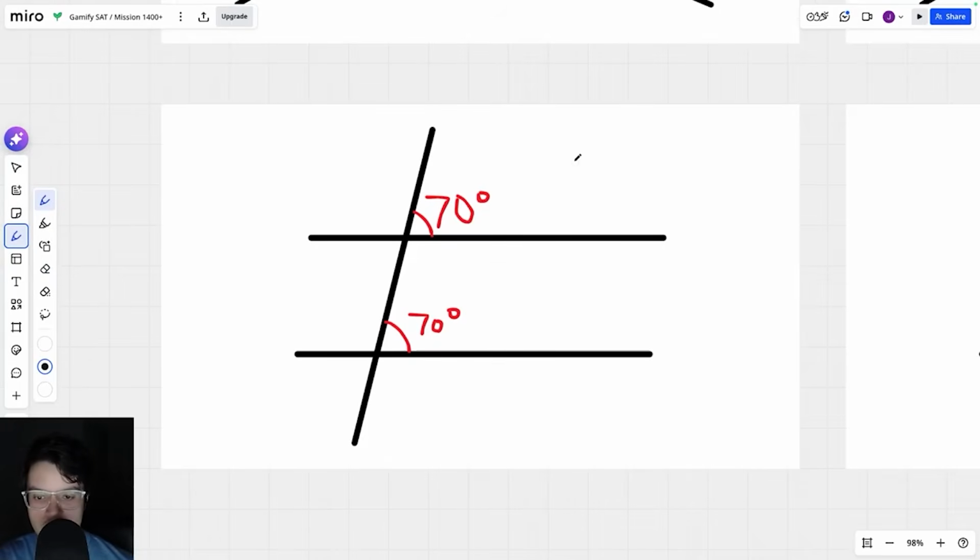Now, in addition to this, you can have a situation where you have one line passing through two parallel lines. When I say parallel, what I mean by that is that they basically are just perfectly matched up. So this line is the exact same angle as this line. They are both just perfect on this.